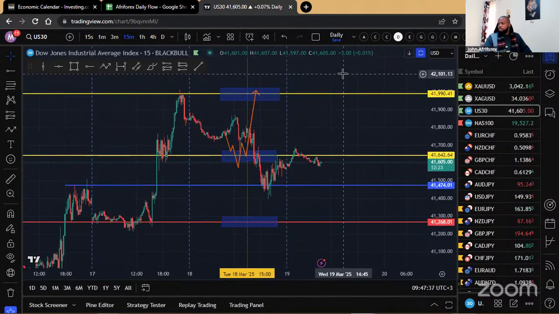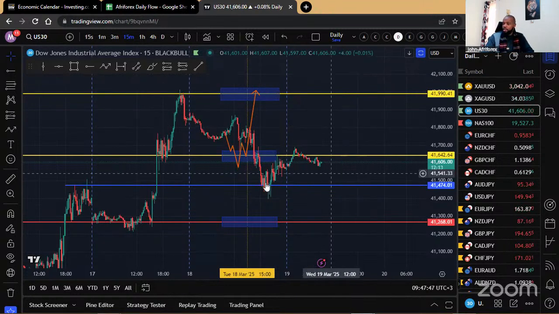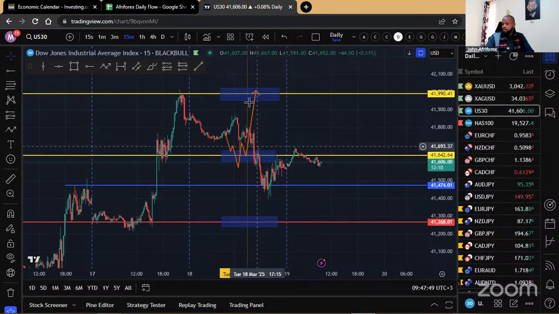So moving on into the next one, this is the US 30 or the Dow Jones. So for this one yesterday, we're trying to see whether we could get some buying opportunities. So you can see the 4 areas I had pointed out. Of course, the 3 major levels and 1 bonus level within here.